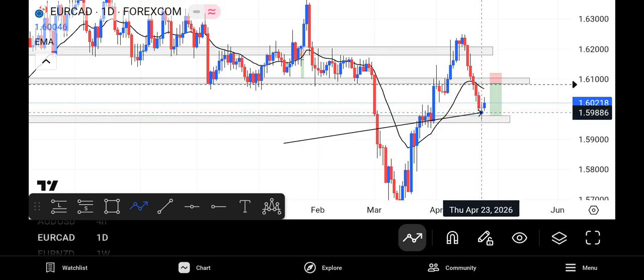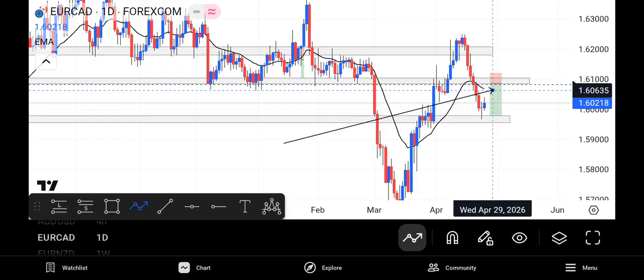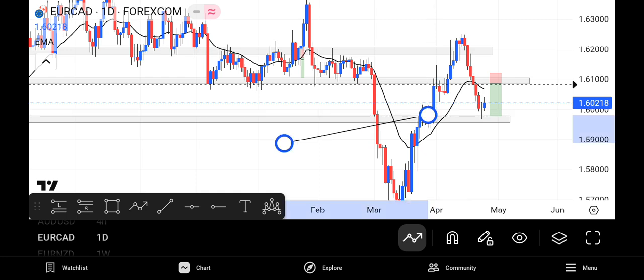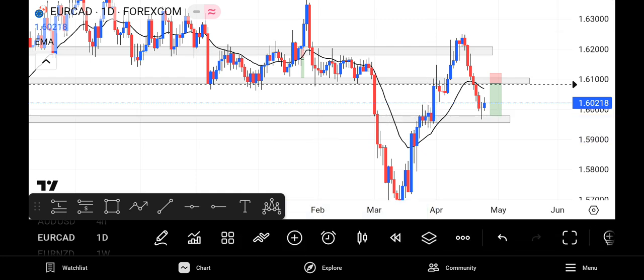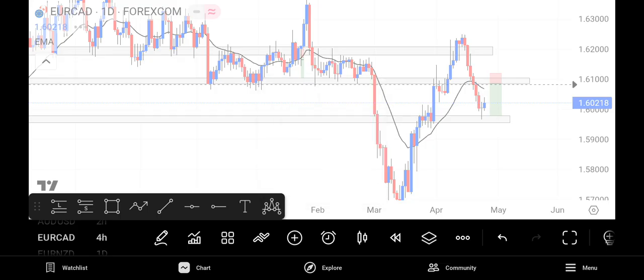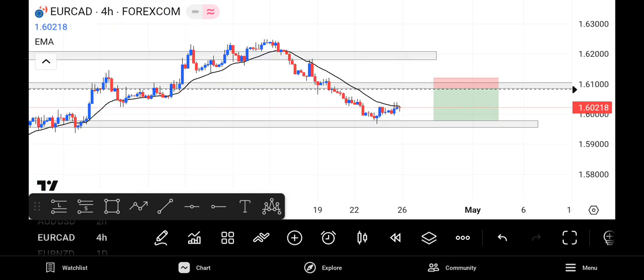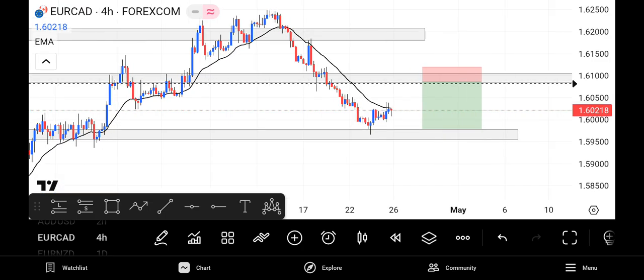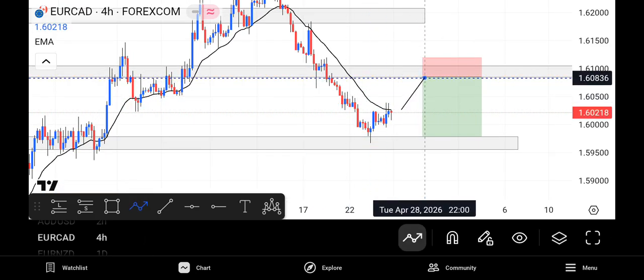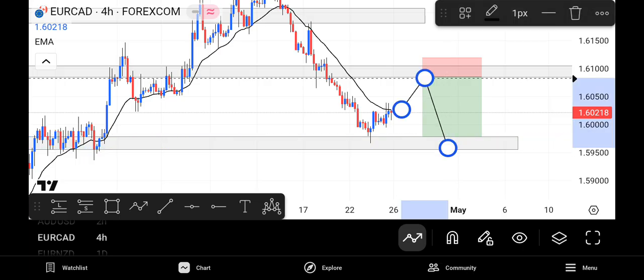So the daily time frame is bearish, so we're expecting a retracement back to this point to sell Euro CAD to the downside. So that's it for the Euro CAD daily time frame. Now we go to the 4 hours time frame. You can see the 4 hours time frame is already creating that accumulation for it to go back to the upside to give me the confirmation for me to sell to the downside.